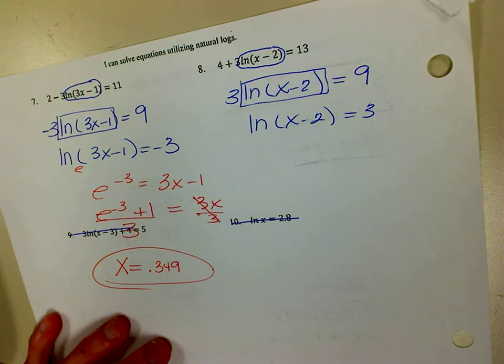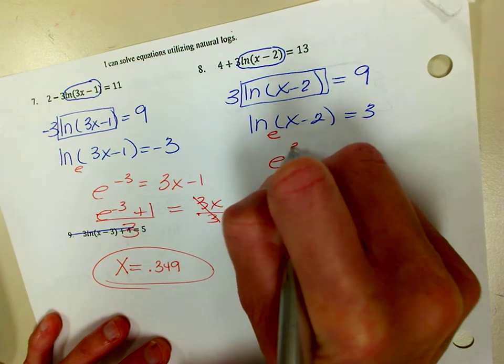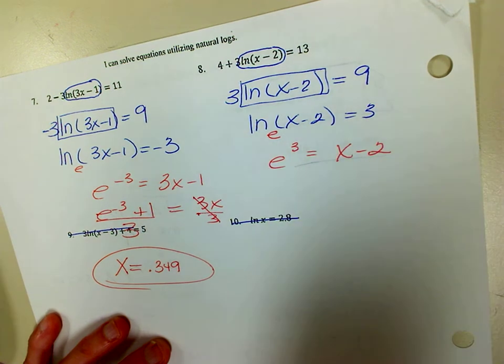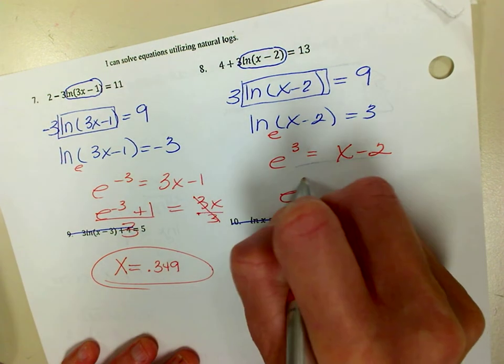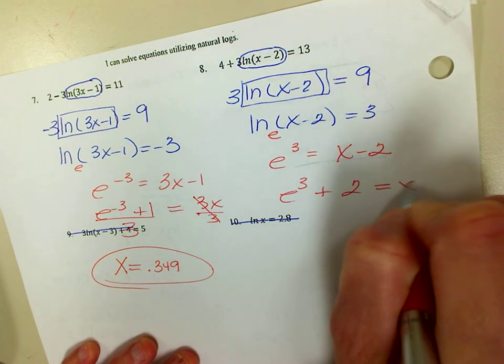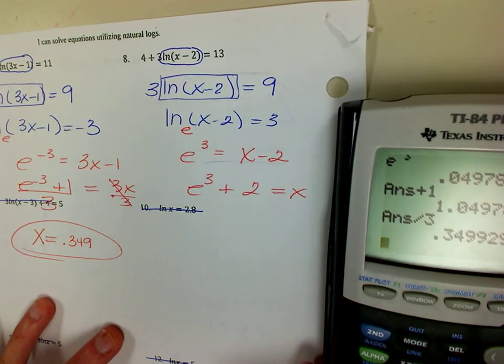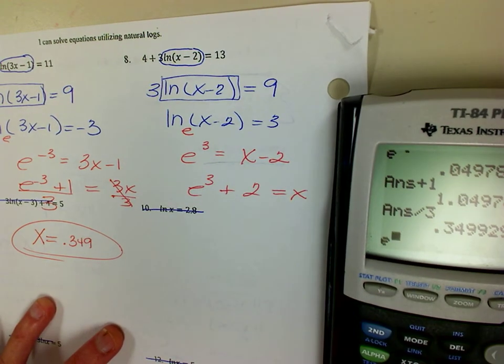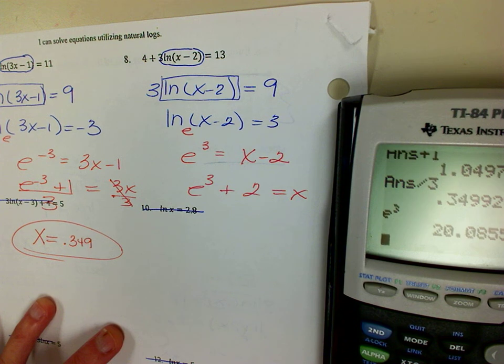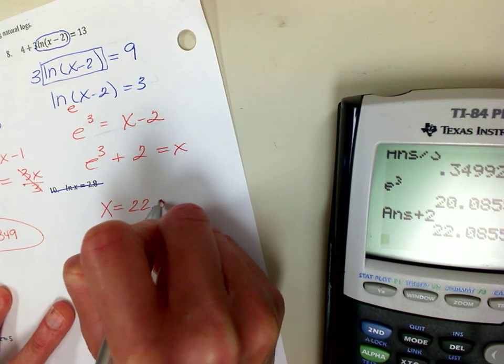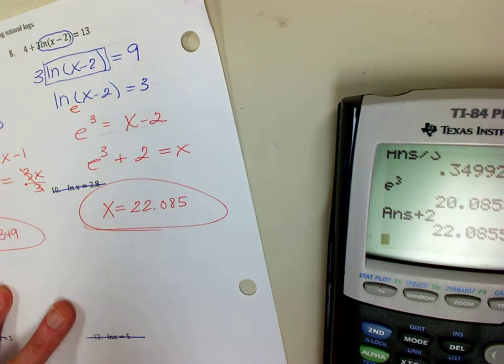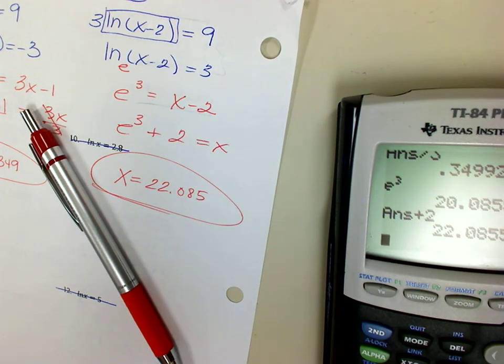All right, once you get to here, you're going to rewrite this in exponential form. So you're going to get e to the 3rd power equals x minus 2. So first you're going to figure out what e to the 3rd power is, and then you're going to add 2 to that answer. Let's see, e to the 3rd power, hit enter, and then plus 2. So we get about 22.085. All right, so that is 5-7.